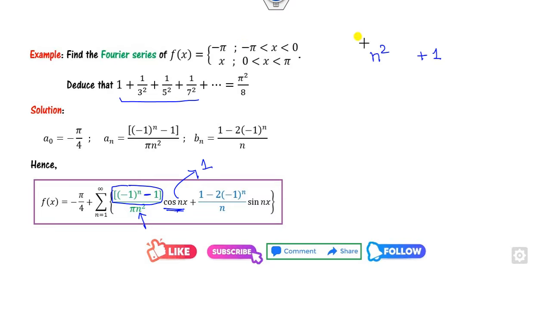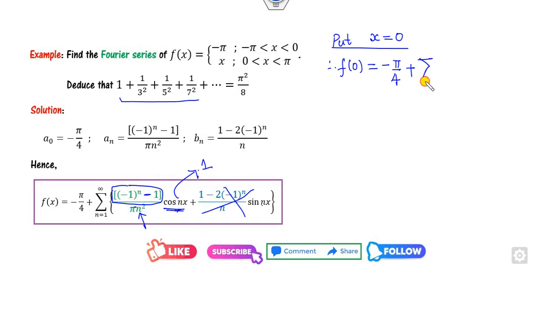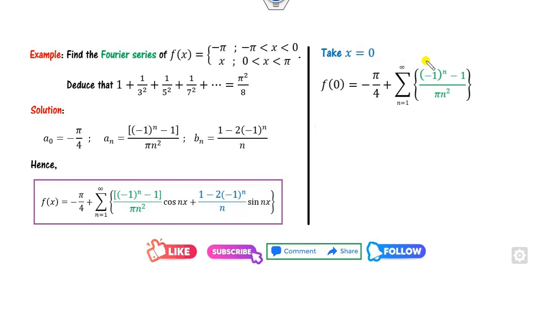So for what value of x can you choose from here, so that this becomes my 1? So cos of 0 is 1. I can substitute 0. This number is f of 0. This number is minus pi by 4. Cos of 0 is 1. Sine of 0 is 0. So this number will be 0. And this part will be minus 1 over pi n square, where n varies from 1 to infinity.